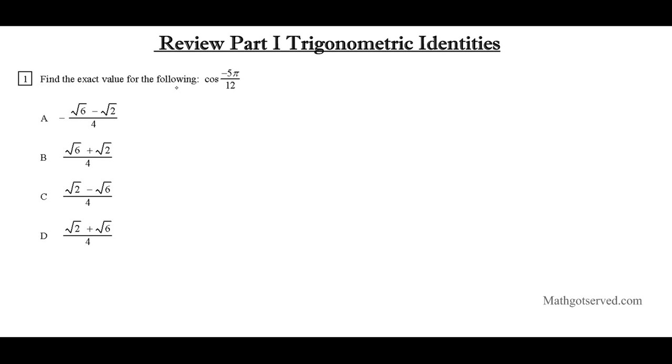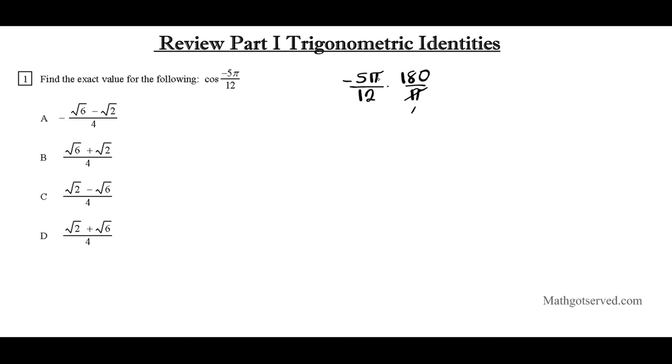It says, find the exact value of cosine negative 5 pi over 12. All right, so for this one, we're going to be using the sum and difference identity. But to make our lives easier, let's go ahead and change this angle into degree form, okay? So to change negative 5 pi over 12 to degree form, what we're going to do is multiply it by the conversion factor, which is 180 over pi, all right?